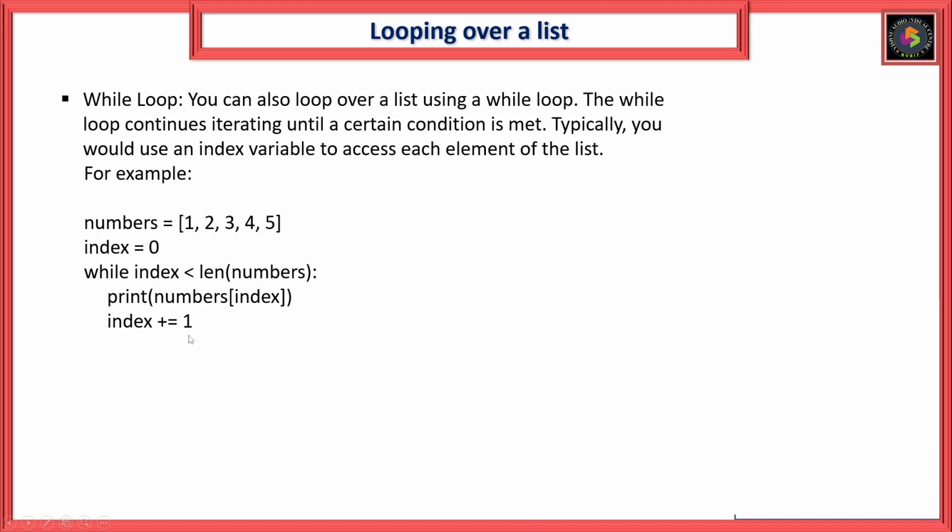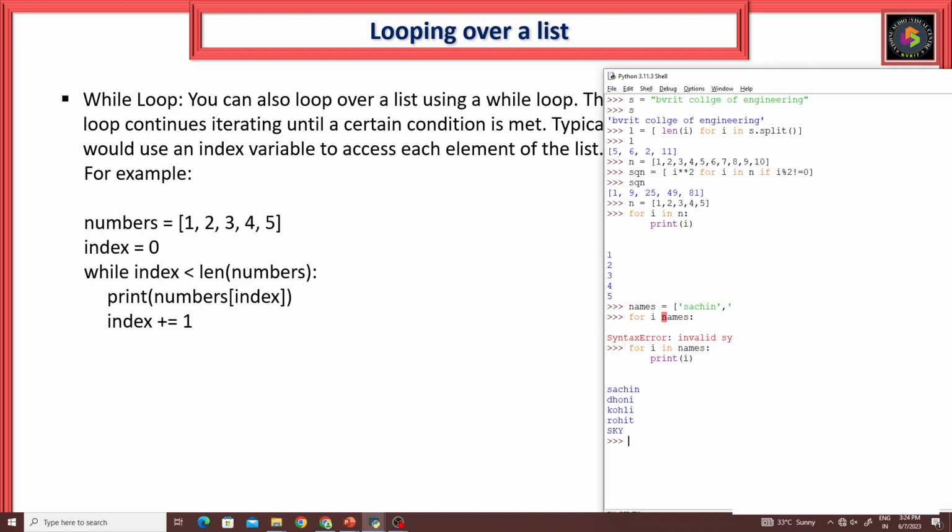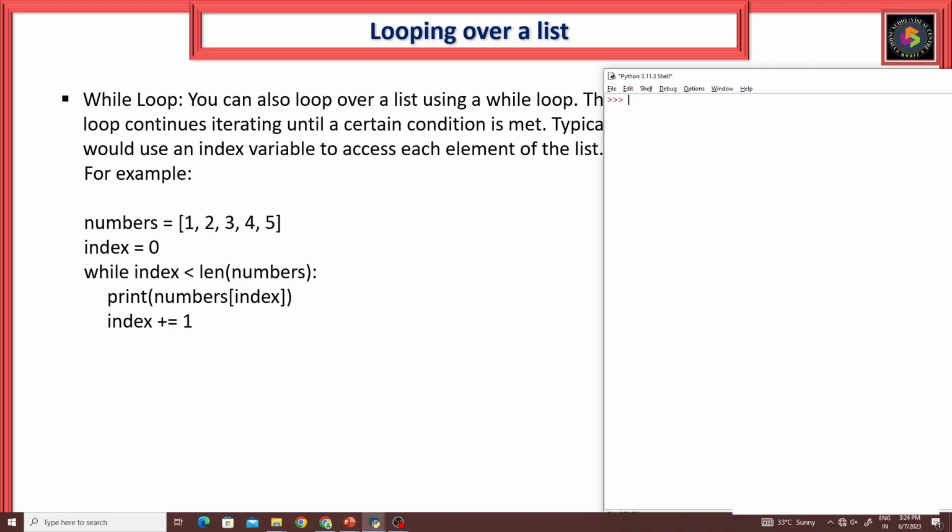Next, index equal to index plus 1. Earlier it is 0, 0 plus 1 is 1. Now 1 is less than 5. True. I can print numbers of 1. So numbers of 1 is 2. So in this way, all the values are displayed by using the while loop. Let's see this example in the interpreter. Now what numbers is containing?